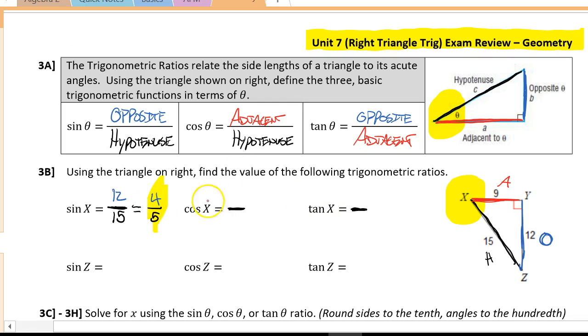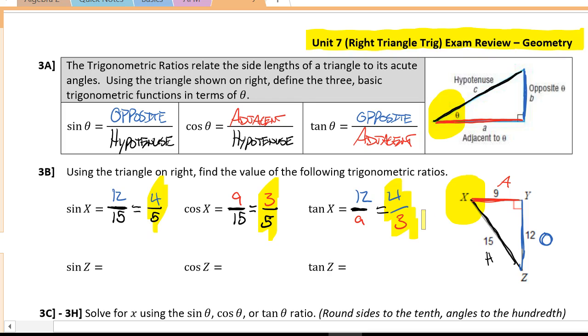We're going to make ratios. The cosine of x is the ratio of the adjacent side, 9, to the hypotenuse of 15. This does reduce down to 3 over 5. Tangent ratio is going to be the opposite side of 12 over the adjacent side of 9. This also reduces down to a value of 4 over 3.